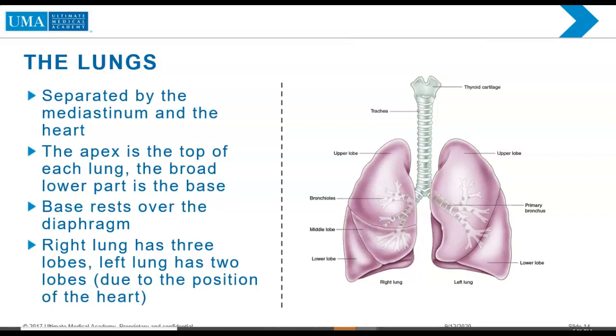So the apex is found at the top of each lung. The broad lower part is referred to as the base. So down here is the base, up here is the apex portion of your lungs. The base rests over the diaphragm. So down here, where my cursor is, is where you have the diaphragm, and the lungs essentially rest upon it. The right lung has 3 lobes, the left lung has 2 lobes, again due to the position of the heart.